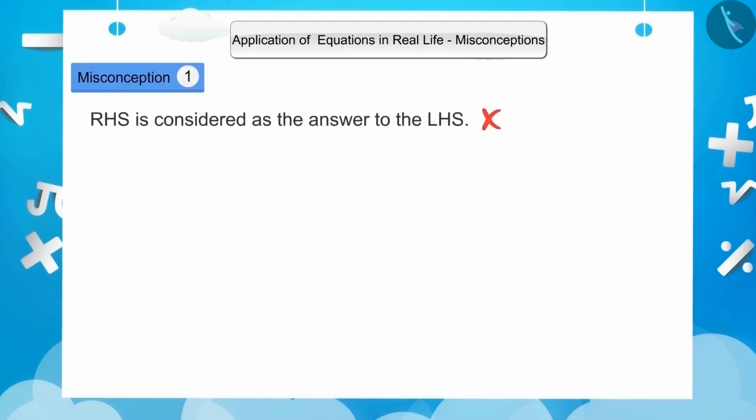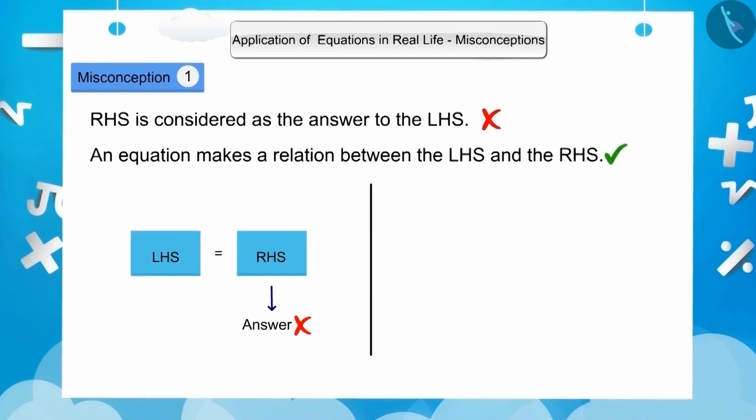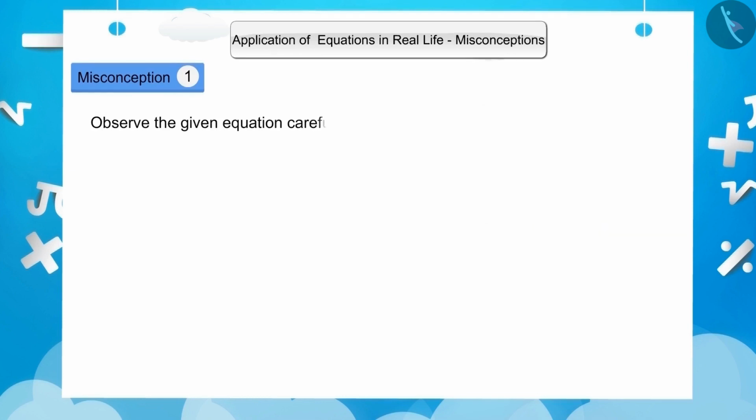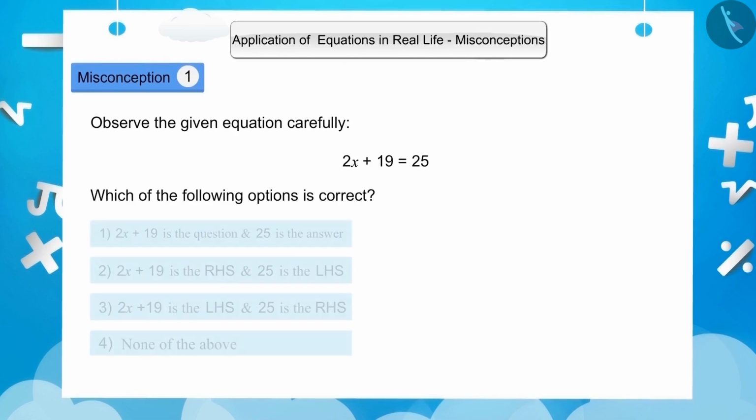We often look at any equation and think that the RHS is the answer to the LHS, whereas an equation makes a relation between the LHS and the RHS. Observe the given equation carefully. Which of the following options is correct?